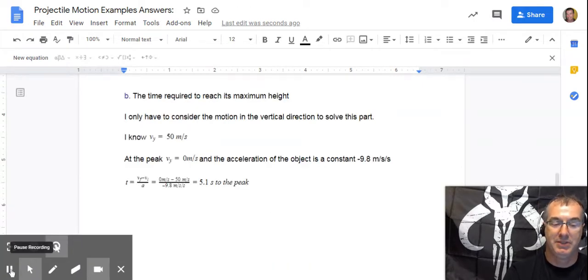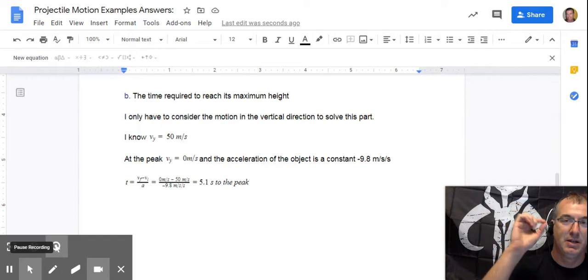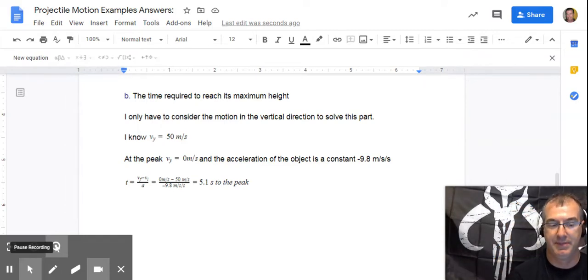Part B asks for the time required to reach its maximum height. You only have to consider the motion going on in the vertical direction in order to solve this. I know that the initial vertical motion of the object is 50 meters per second upwards, and I know when it finally gets to the peak, the velocity at that point is going to be 0 meters per second.